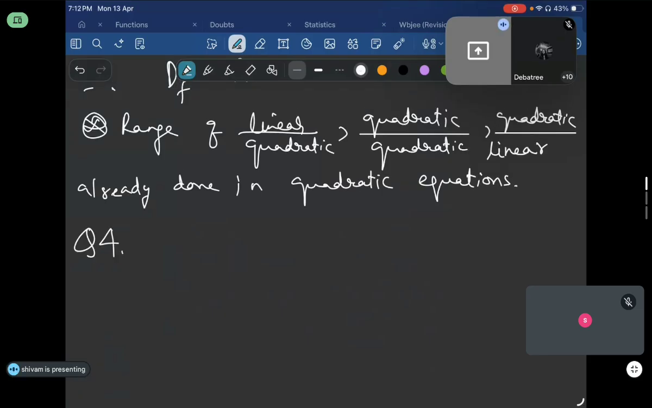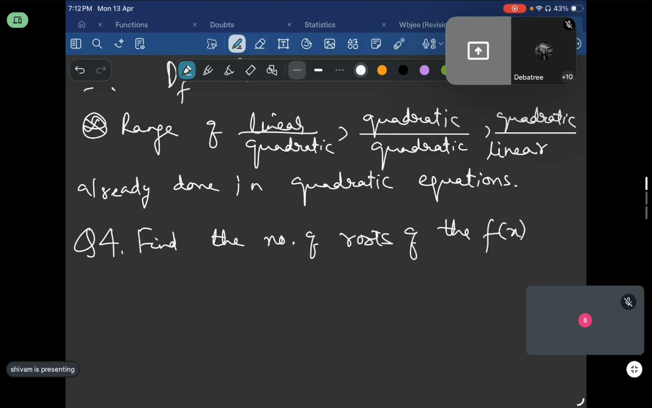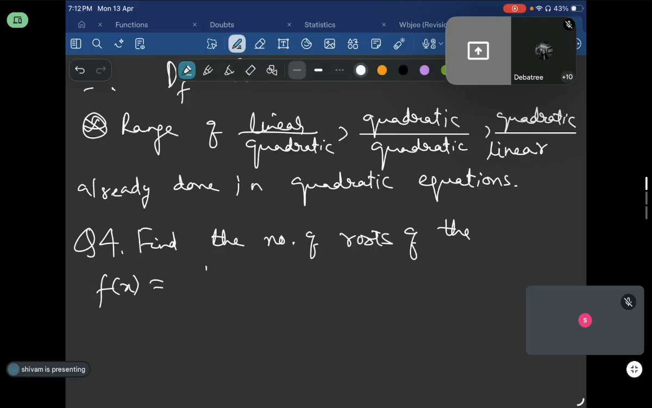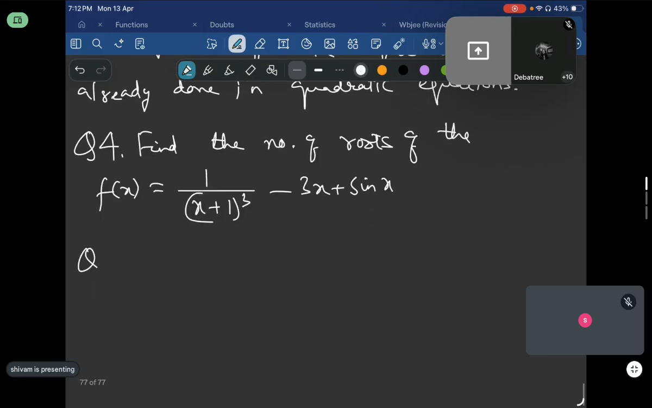Next, question number 4. Find the number of roots of the function f of x is equal to 1 upon (x plus 1) whole cube minus 3x plus sin x. Solve. Question number 5.